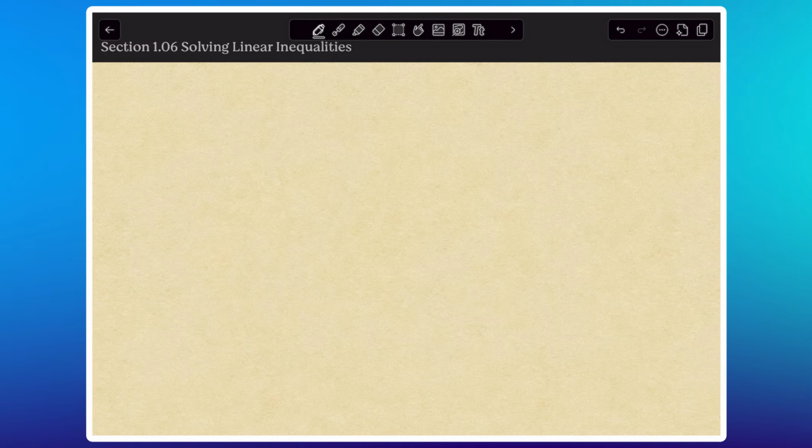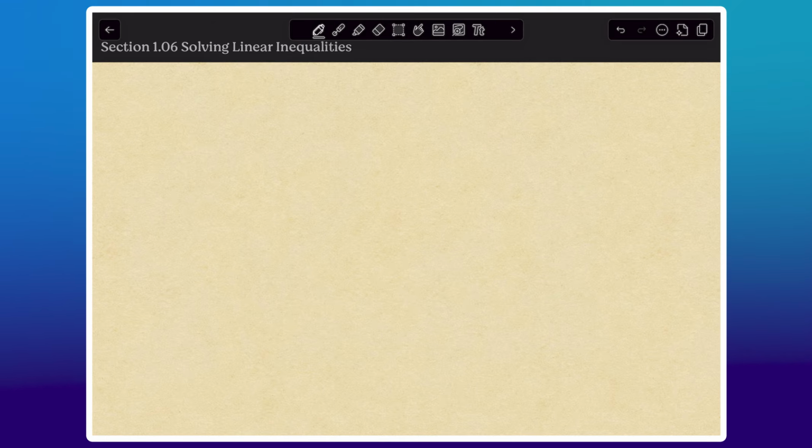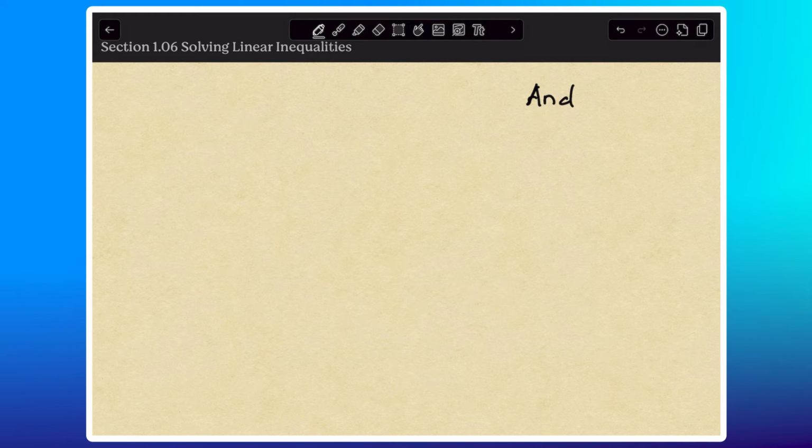Today we're going to talk, this is actually going to be part 2 of section 1.06, Solving Linear Inequalities. Now, if you haven't seen the first part, it's online here, so you can go ahead and look at it. What we're going to talk about now is the AND graph and the OR graph. These graphs are on the number line, and they draw in two different ways.